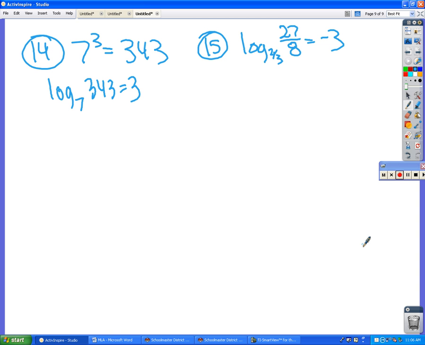Okay, so 16 is log base 2 of 0.0625 equals negative 4. So far, so good. Because you said log base 2 and then you said equals. That's the little power there.